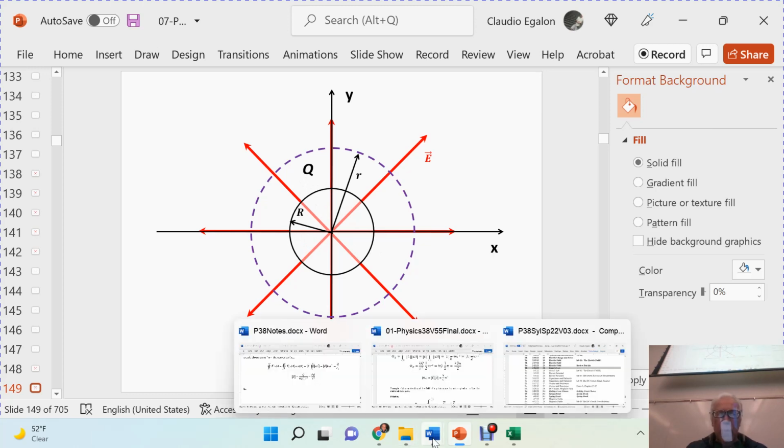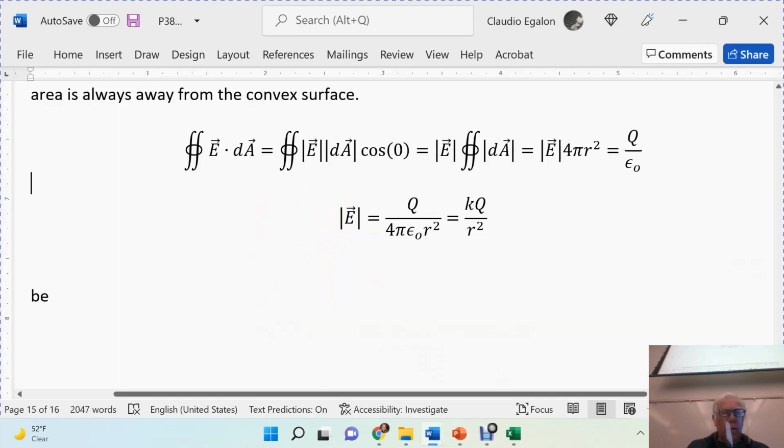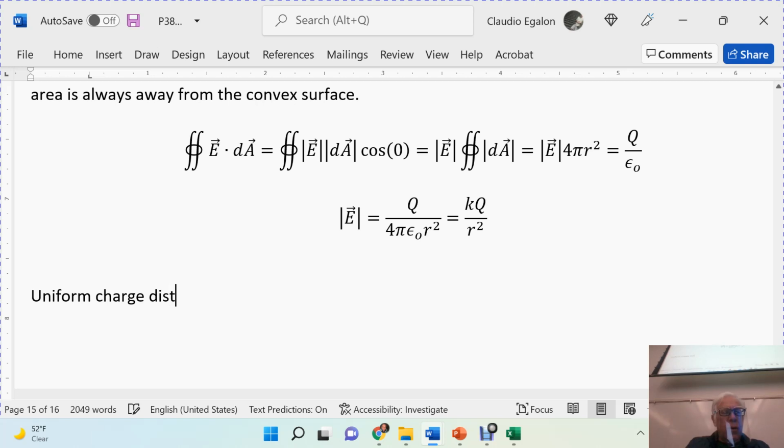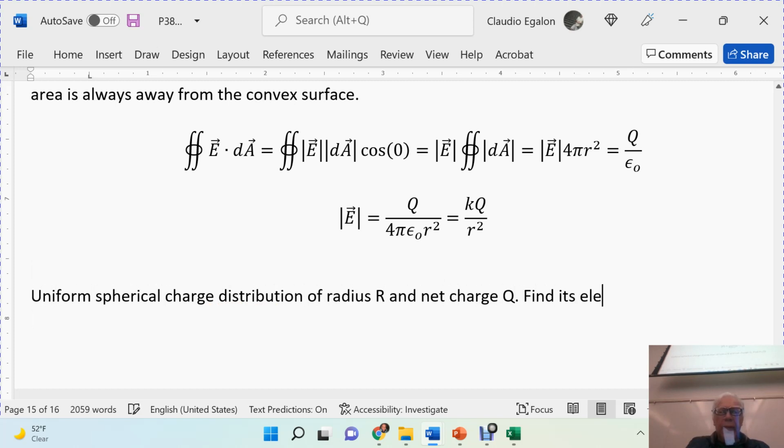Okay, so let's go. Uniform charge distribution: a uniform spherical charge distribution of radius big R and net charge big Q. Find its electric field for r greater than R and r less than R. We're going to do that for both. Start with r greater than R.